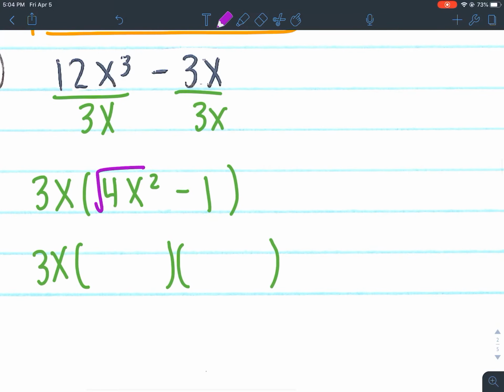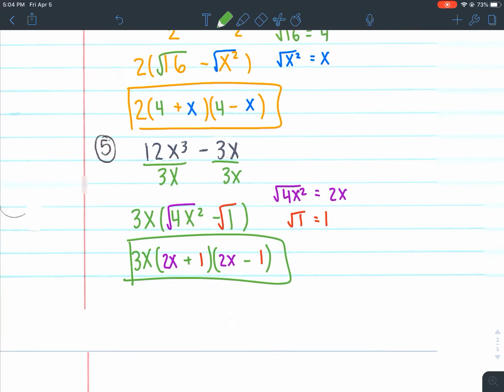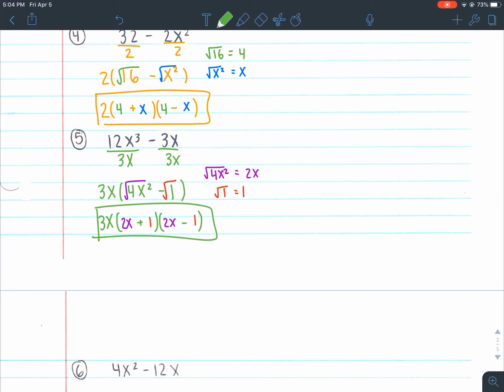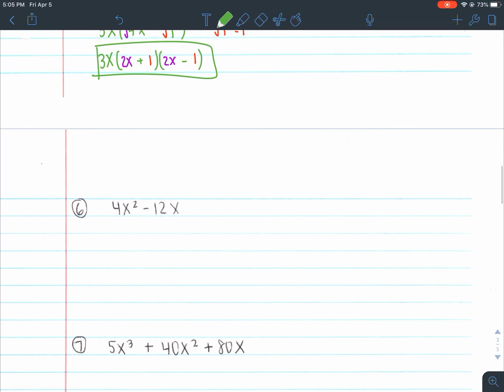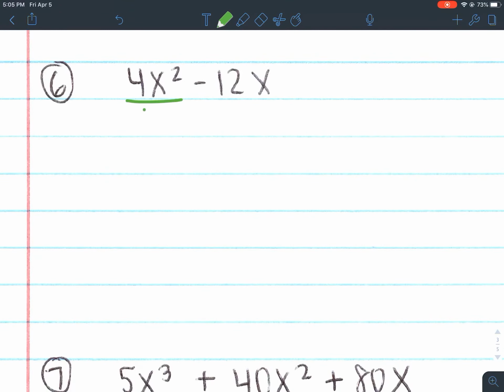I'm going to square root that first term. Square root of 4x squared would give me 2x, so 2x goes in the front. Square root of 1 would just be 1, so 1 goes in the back. And then you have opposite signs. See? Again, if you forget how to do this on a test or a quiz or maybe the STAR test, you can always revert back to the old method. It will work for this, I promise. Number 6, always check for a GCF first. In this case, it is 4x.